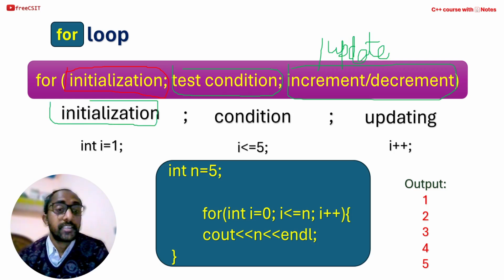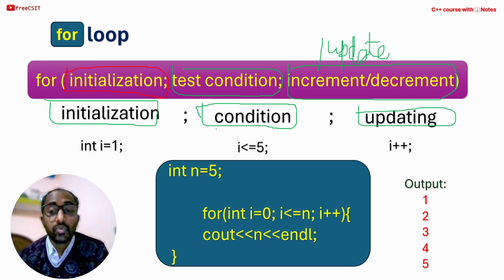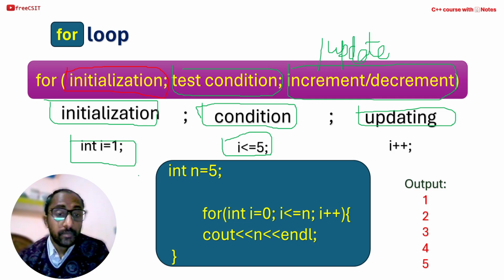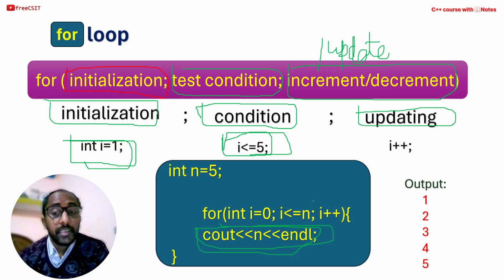Suppose this is the initialization, first. The condition is the condition. The updating is the third step. So firstly initialize the value, then check the condition, then execute the body, and after that update the value.